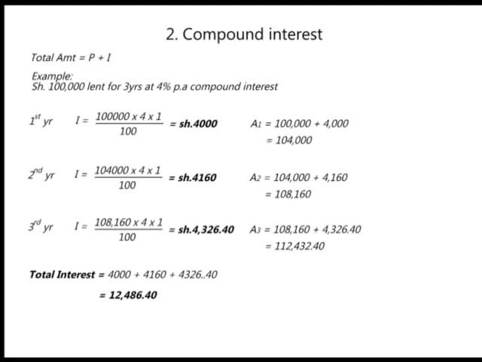The reason why compound interest earns more is because the principal amount for each successive year is calculated from the total of the principal amount of the first year plus the interest earned.